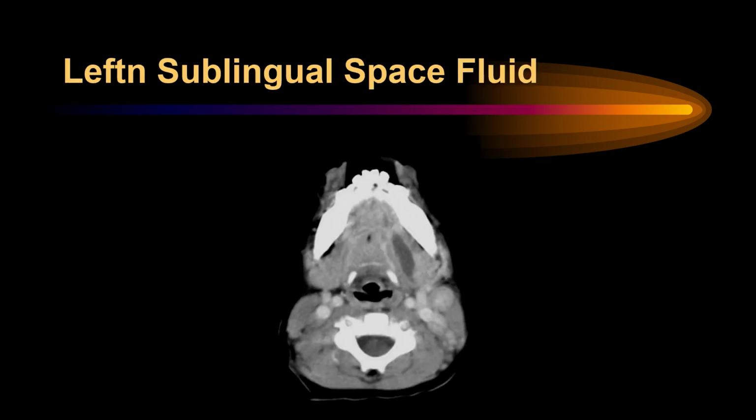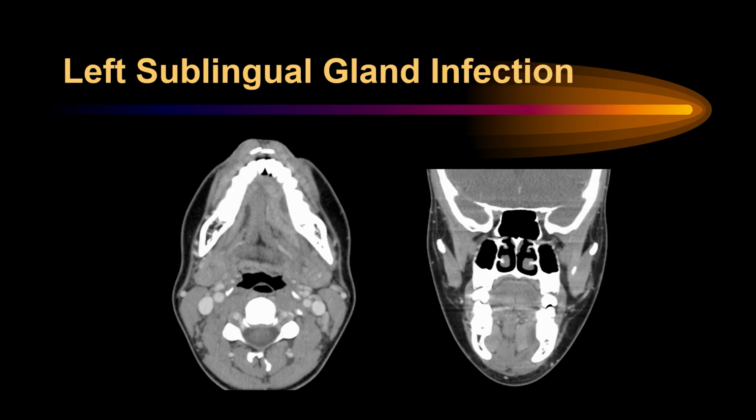Here's a nice example of an infected fluid collection within the left sublingual space. You see how it's medial. You see how there's enhancement. And you can actually see that there's a little bit of lateral displacement of the mylohyoid muscle, which in this case is enhancing because it's an infected fluid collection.